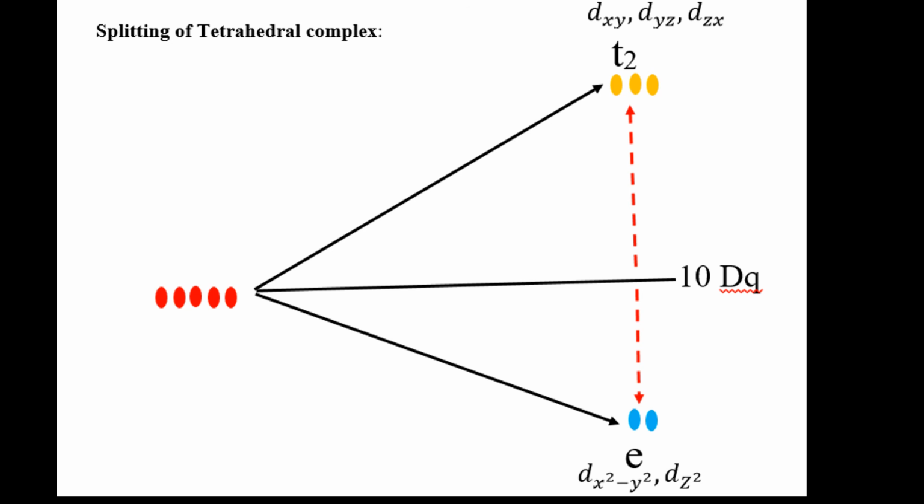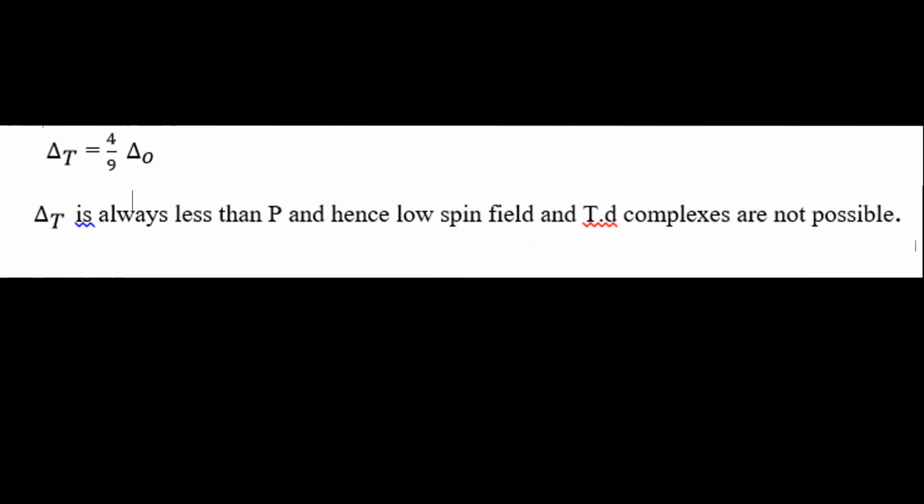And what is the relation between tetrahedral and octahedral complexes? Let's see. Delta T is equal to 4 by 9 delta 0. Delta T means the crystal field energy of tetrahedral complexes, and delta 0 means the crystal field stabilization energy or crystal field energy of octahedral complexes. And delta T is always less than P, and hence low spin tetrahedral complexes are not possible.